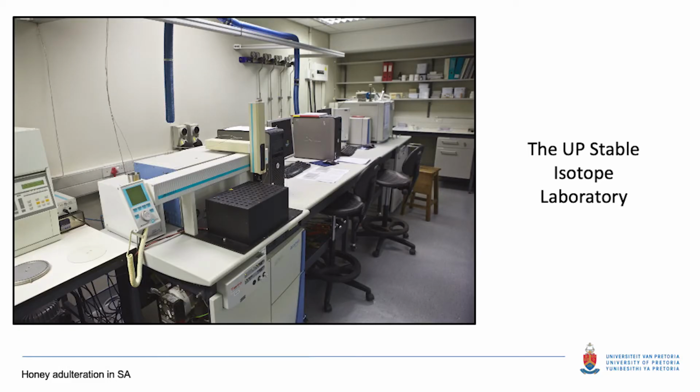So to give you an idea, this is what the mass spectrometers in my lab look like. We have two of them. One of them is specifically geared up for analyzing samples such as honey.